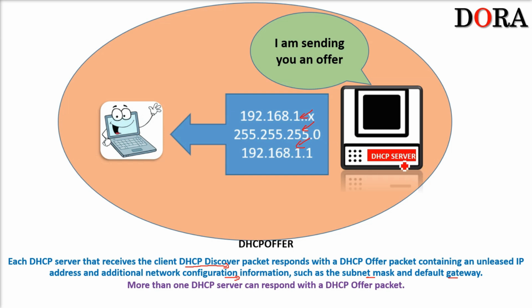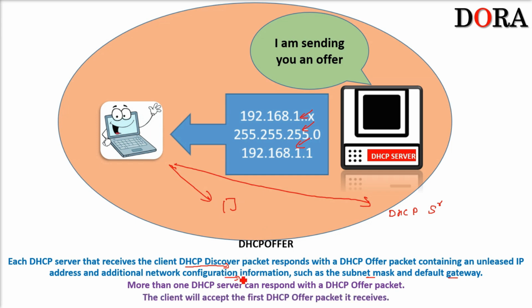There may be chances of failover. As I said, there can be multiple servers, so more than one DHCP server can respond with a DHCP offer packet, because there cannot be only one server. Everything is happening across the network. The client will accept the first DHCP offer packet it receives from the different servers. This is the step of O, offer. Two steps have been covered: discover and offer.